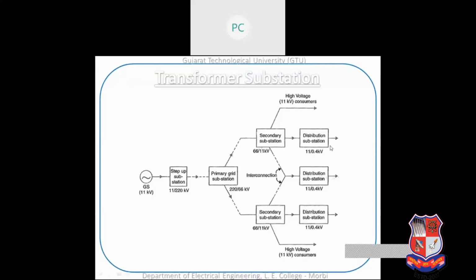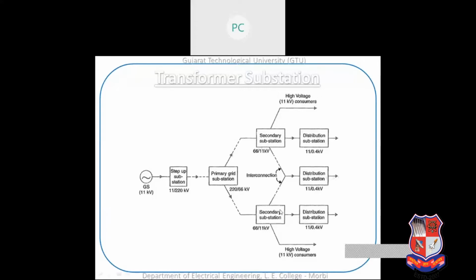Few consumers, like domestic users, will use power at 400 volts, so here 400 volts, 0.4 kV. Few high voltage consumers, like industry, will require power at 11 kV. So this secondary substation will convert that 66 kV from the primary grid substation into a further 11 kV, where the high voltage consumer can use that power directly, right?